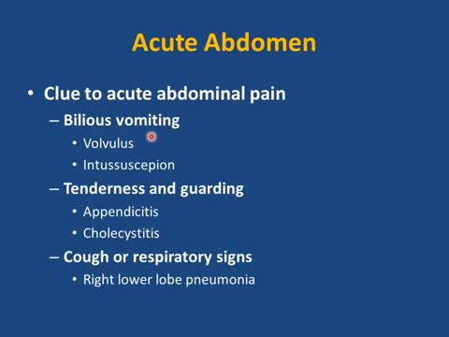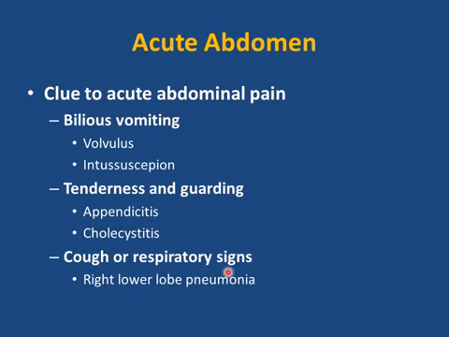Also bilious vomiting. This is also a clue for a surgical emergency. The bilious vomiting, especially if it's persistent, like for example volvulus and intussusception. Tenderness and guarding, appendicitis and cholecystitis.